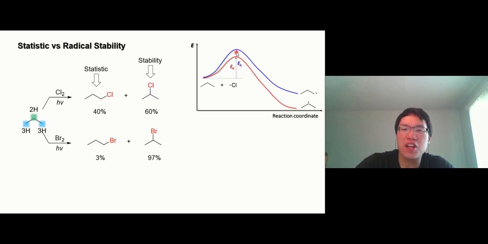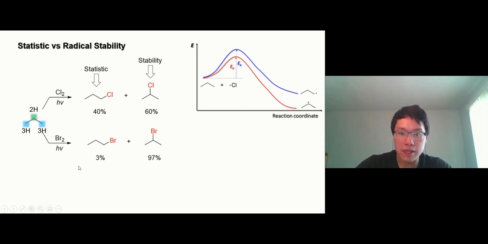And the activation energies are not very different, so chlorine doesn't care. I can go anywhere, we have more hydrogen. Oh, go here. So some of them think, oh, let's go form something stable. Go right there. We end up with 60% versus 40%.